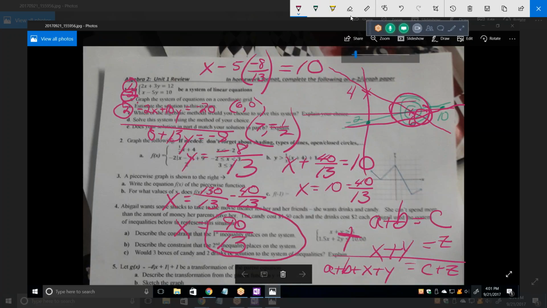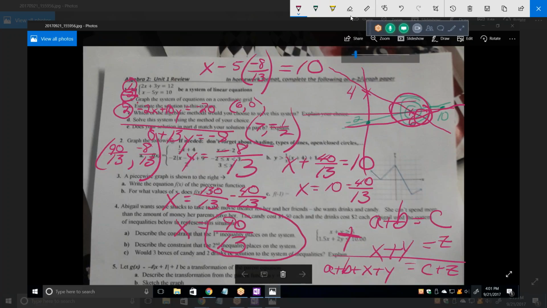Now, I've rounded these off. The true answer is 90/13 for the x-coordinate, and minus 8/13 for the y-coordinate. So that's the answer they want. Does the solution in part D match your solution in part B? And the answer is no, it does not, because I didn't use a grid.